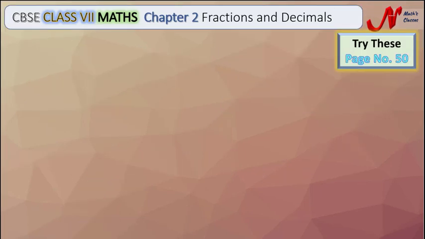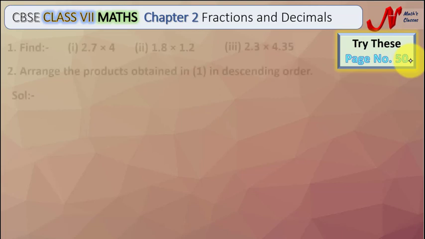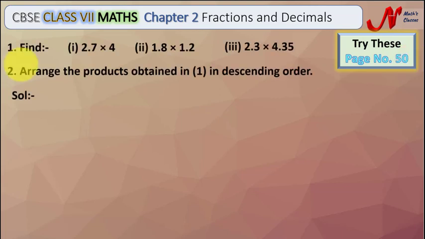Now we solve the Try This on page number 50. There are 2 problems given in this Try This. The first one is to find the product of the given decimal numbers. There are 3 given, and in the second question it is given to arrange the products obtained in 1 in descending order. First we solve the first problem.